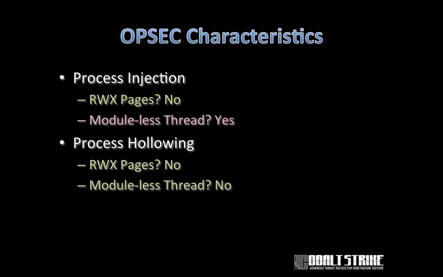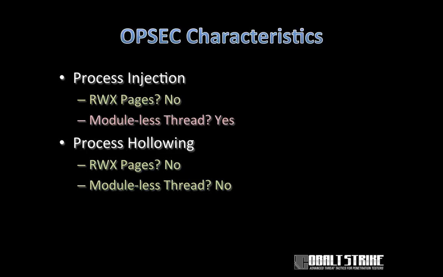With process injection, the way Cobalt Strike's Beacon does it, you will not have a thread backed by a module. So be aware that the process injection commands happen to have this negative OPSEC characteristic.